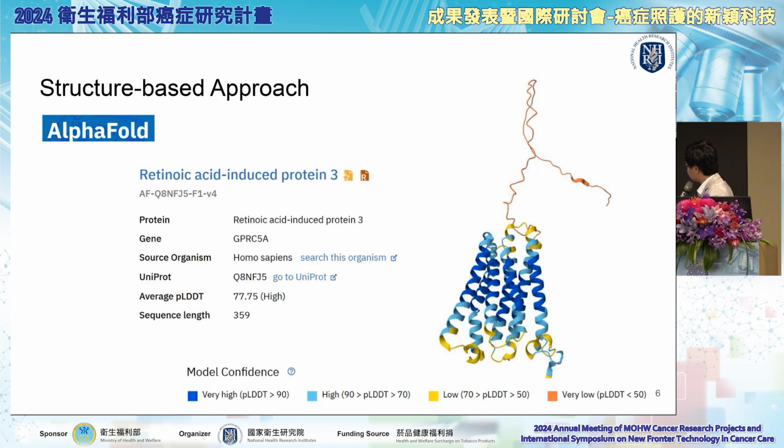But this case shows GPRC5A, which is also considered an orphan GPCR recently. As you can see, the predicted structure has very low confidence, especially in the loop area and the extracellular area. That means if you apply this structure for drug discovery, you may get the wrong answer, and it would be just trial and error, like a random guess.